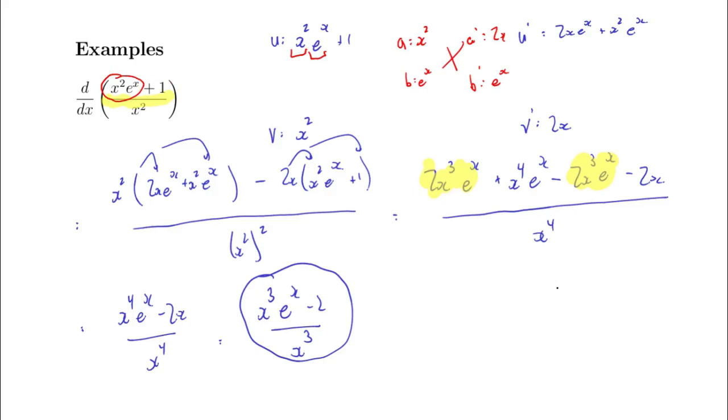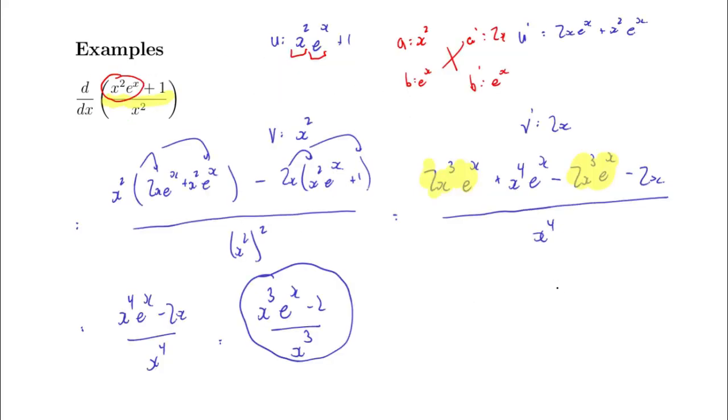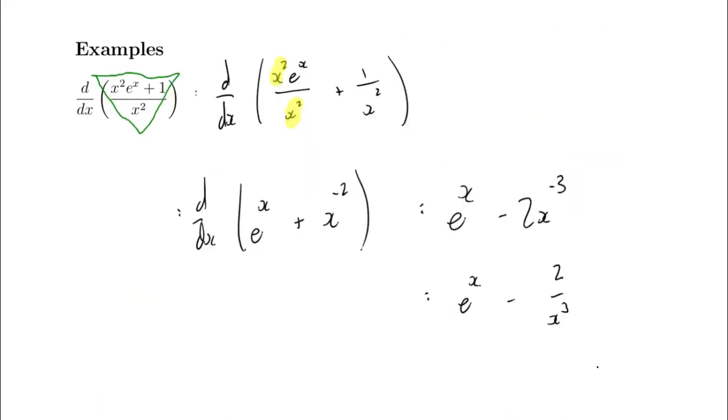But wait a second, that's different than what we had, right? Not really. Can we split this thing up? That is x cubed e to the x over x cubed minus 2 over x cubed. Hopefully we can see those things are going to cancel out, and this is really e to the x minus 2 over x cubed.